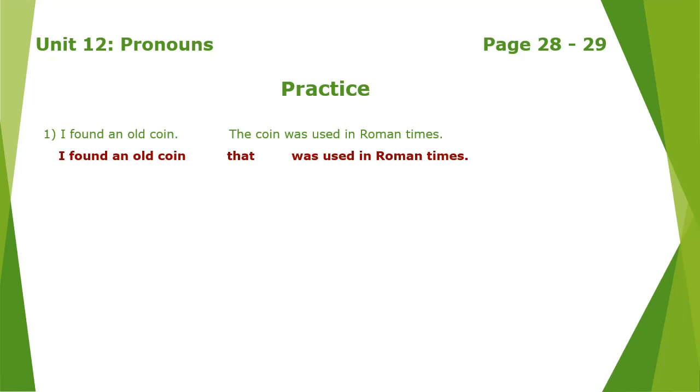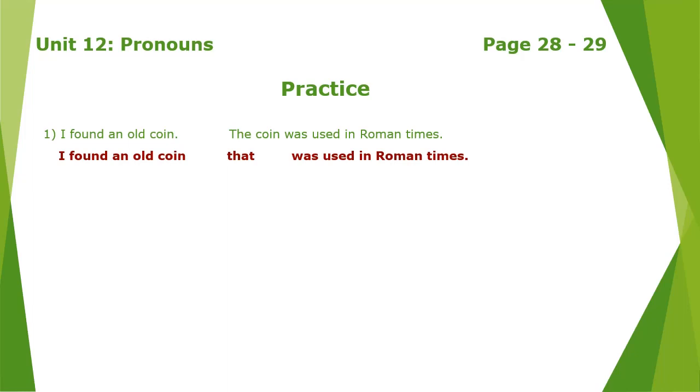So the answer will be I found an old coin. The first sentence I put it as it is. Nothing changes. And then I see the thing I am talking about. Okay, what am I talking about? The thing before the empty space, or the thing repeated in two sentences. So the old coin is the thing repeated in the first sentence and the second sentence. So I will put that because coin is a thing. Coin is not a person.